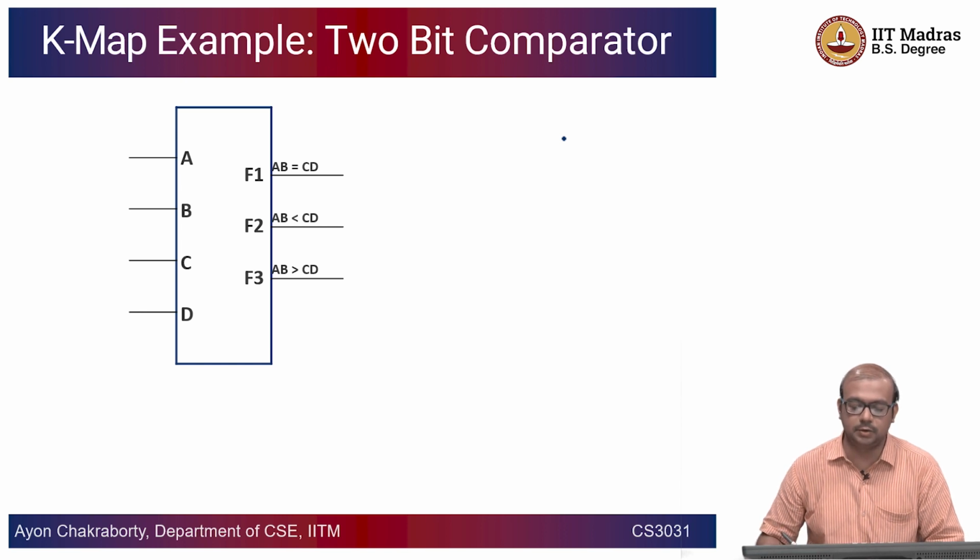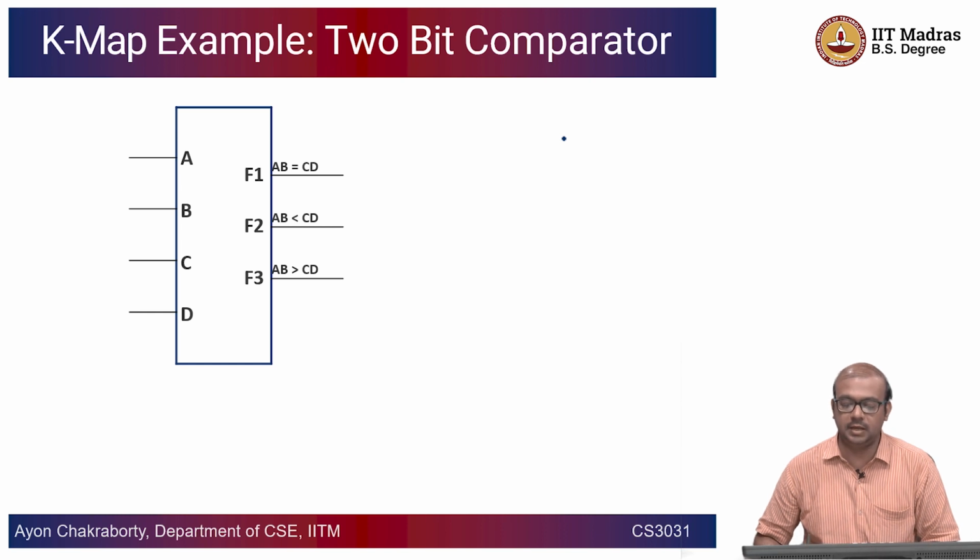And if AB is equal to CD, we should trigger F1. Okay. So there are 3 outputs, F1, F2 and F3. Note that earlier we were indicating that there is only one output. Here there are 3 outputs. If F1 is being set to 1, in that case AB and CD are equal. Okay, these 2-bit numbers are equal.